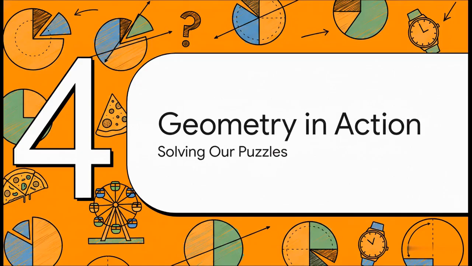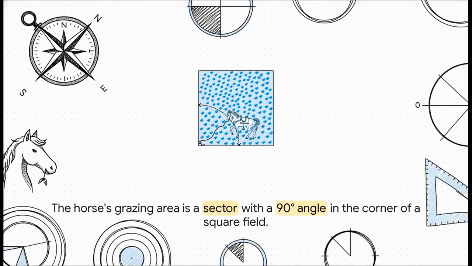All right, let's put it all together. Let's use our new toolkit, sectors, segments, tangents, and go solve the puzzles we started with. Let's see how this math actually works in the real world. Remember our grazing horse from the beginning? It's tied to the corner of a square field, so the area it can graze is a perfect quarter circle. Hey, that's a sector with a 90-degree angle. Now, with our formula, we can figure out exactly how much grass that horse can eat.